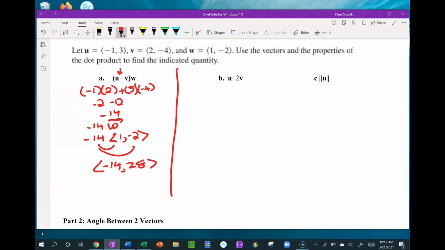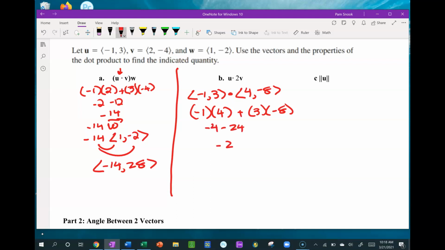Next one, I'm going to do a dot product of u with 2 times vector v. So I'm going to take u, which is a negative 1, 3, and I'm going to dot that with 2 times vector v. Vector v is a 2, negative 4, so go ahead and double those. And now I'm going to dot. So negative 1 times 4 plus a 3 times a negative 8. I get a negative 4 minus 24, or negative 28. So this time I have a scalar as my answer.